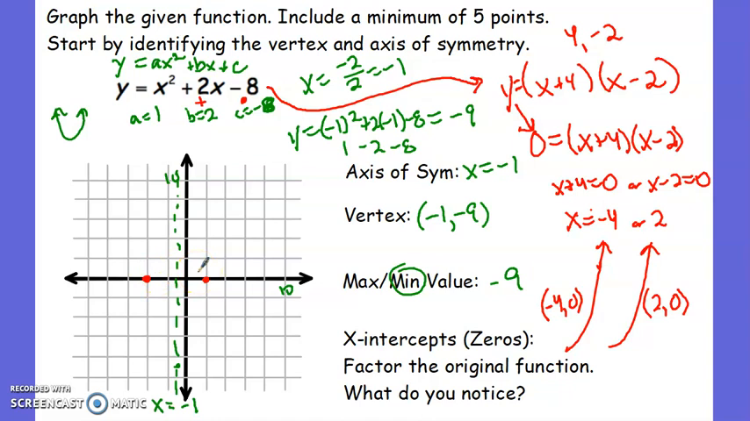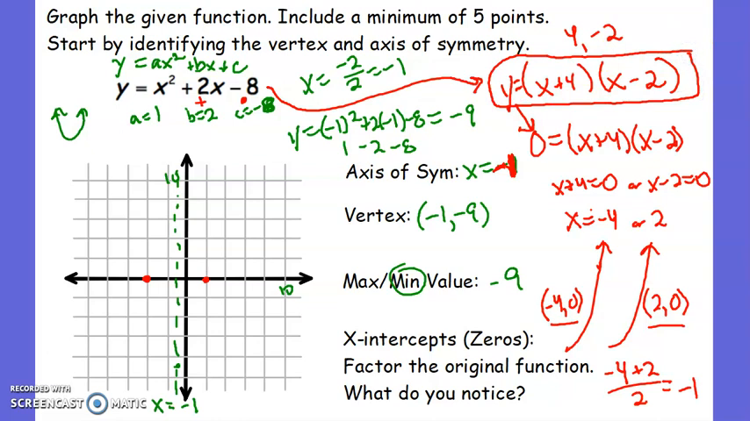In fact, if we had found those numbers first, we could have averaged them. We could have said that, hey, negative 4 plus 2 over 2, well, negative 2 over 2 is negative 1. And remember, that's that axis of symmetry, right? Negative 1 here. That's perfectly halfway, right, in between those two x-intercepts. So that's why oftentimes we call this equation here, y equals x plus 4 times x minus 2, intercept form.